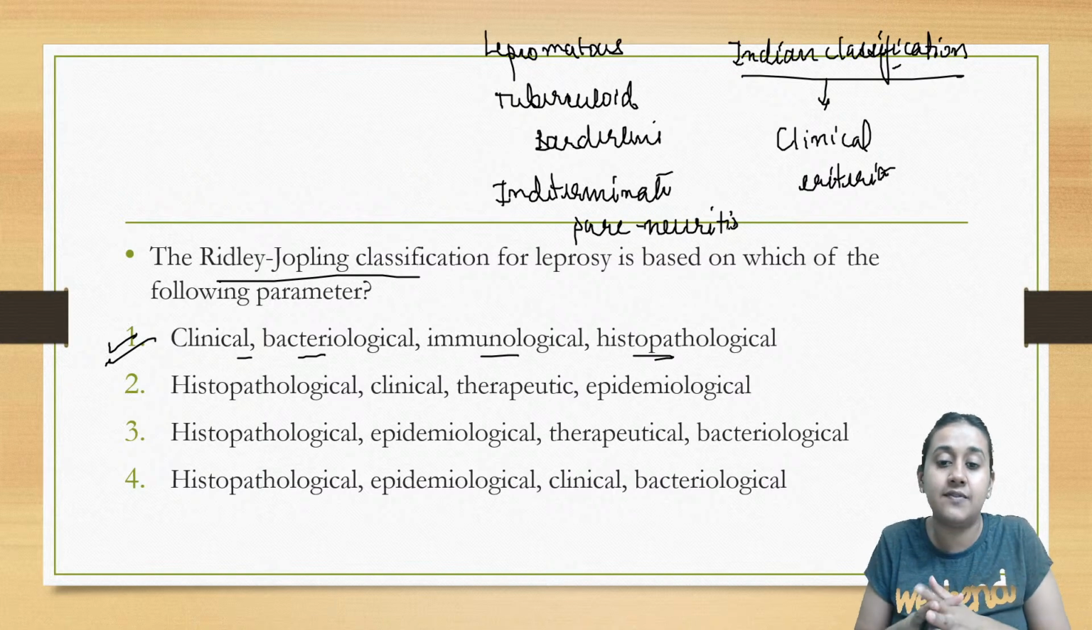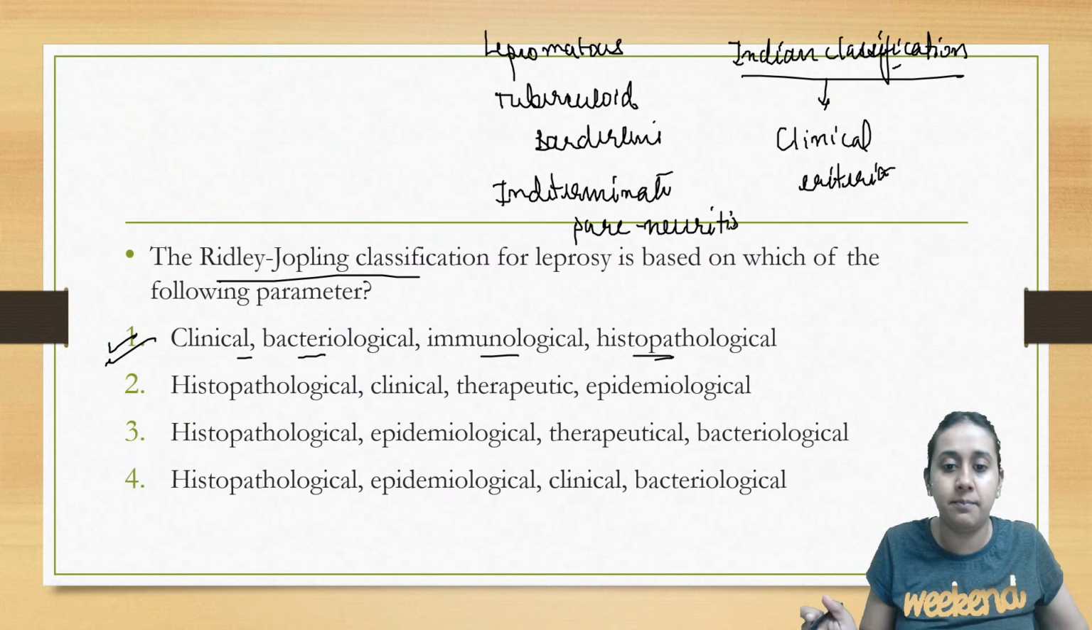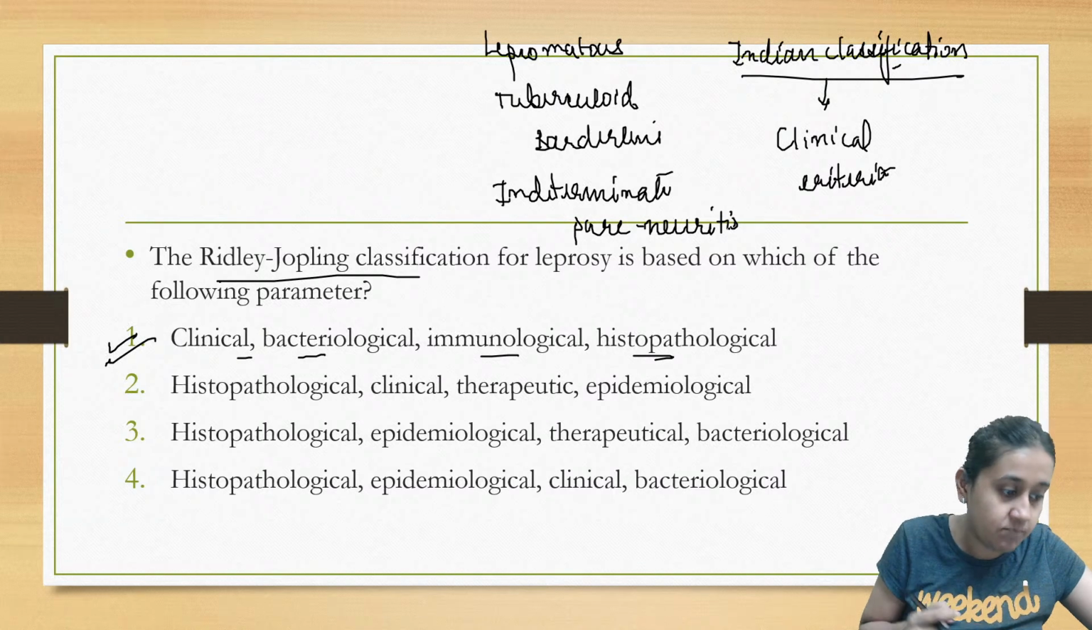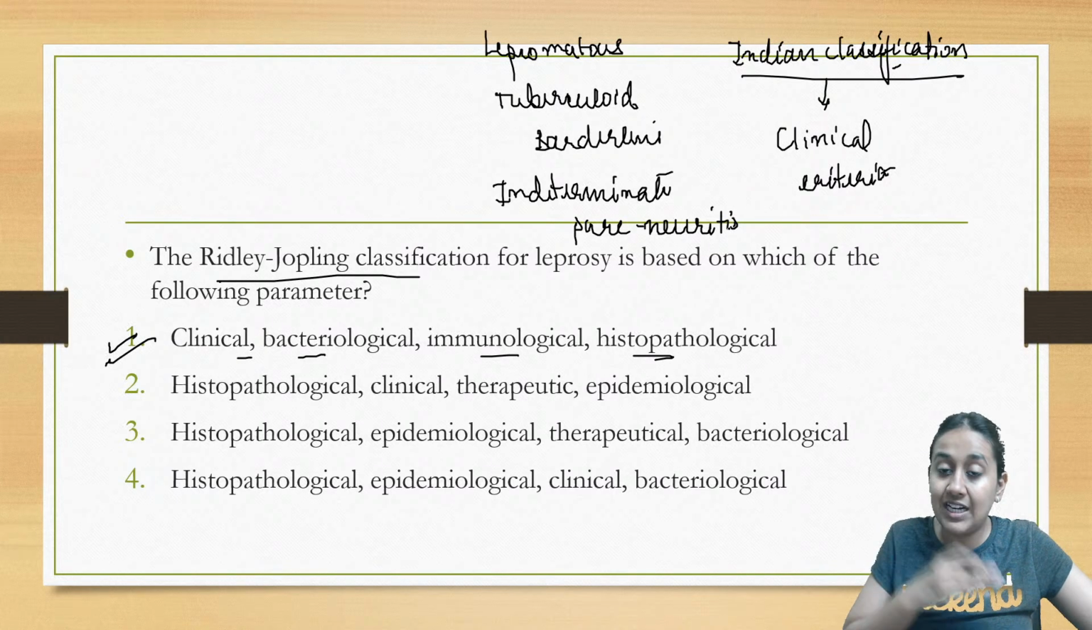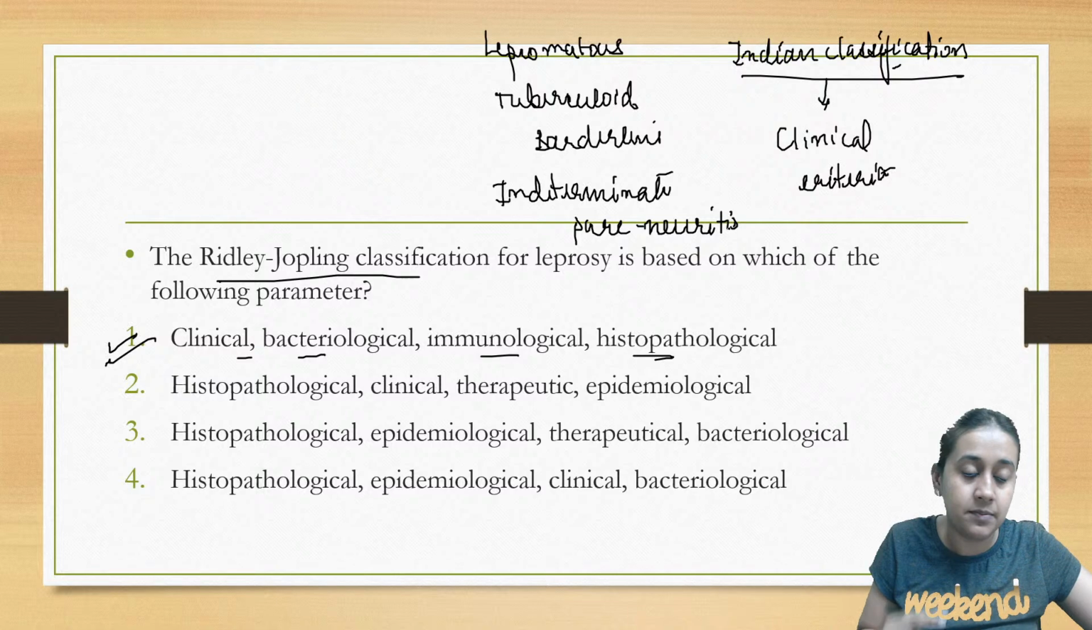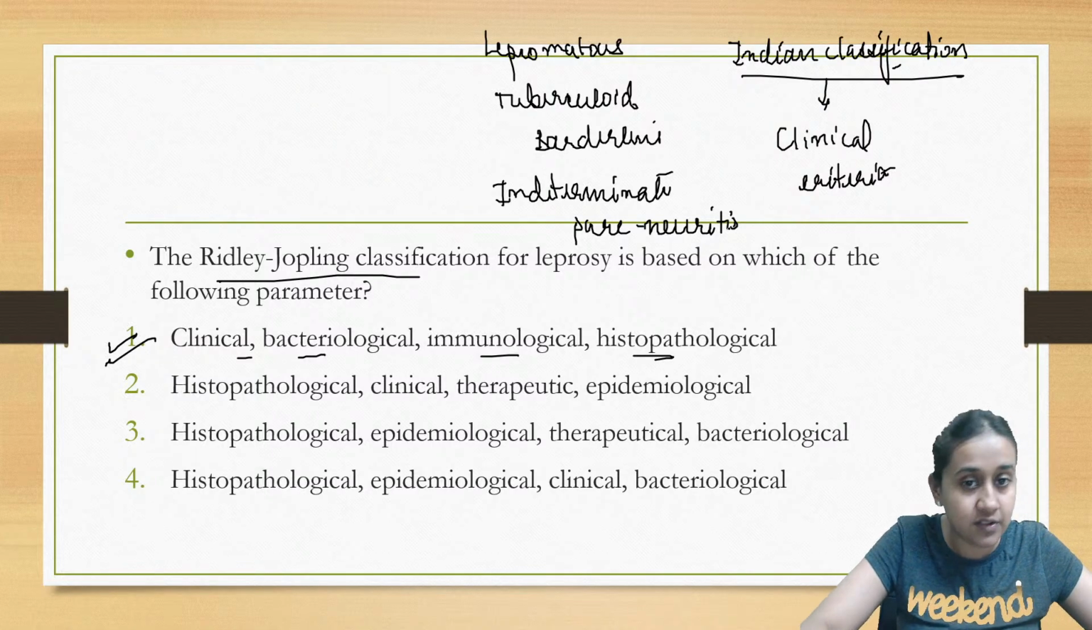The Ridley-Jopling classification for leprosy is based on which of the following parameters? The correct answer is option number 1. While the Indian classification, which classifies the leprosy patient into these 5 types, is based on the clinical classification system.